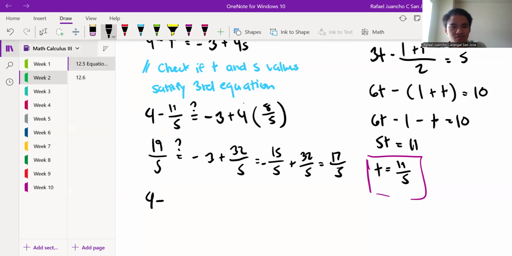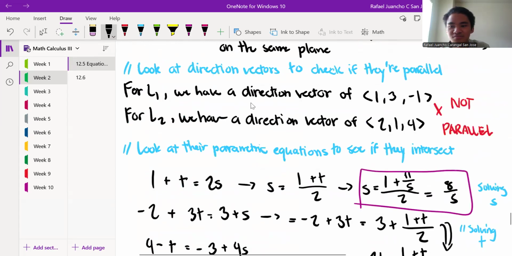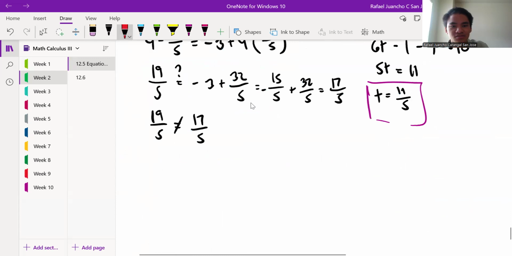So we're saying that the output of this one is not the same as the output of this one. So they're not equal, so they don't intersect. So it's X, no intersection. And if they don't intersect and they're not parallel, then they lie on different planes, meaning they're skew lines.